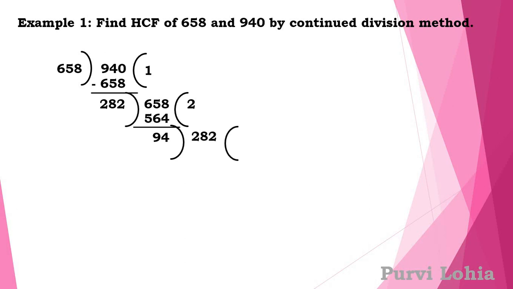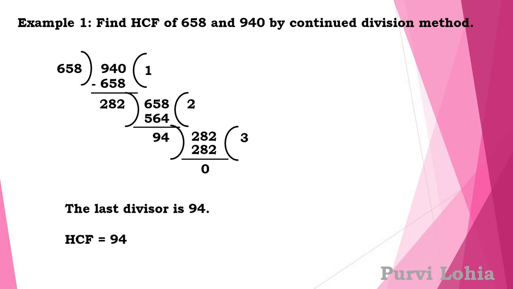Now how many times? Correct, 3 times. So it is completely dividing now, so the remainder will be 0. Now you see that the last divisor is 94. The last divisor is 94. So this is the HCF. So HCF of 658 and 940 is 94.